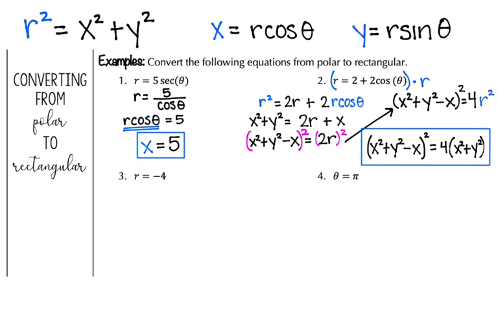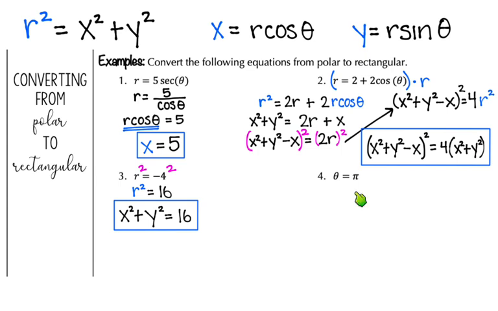Okay. Problem number 3. It just says r. I could multiply both sides by r, but then I'd have a negative 4r over here. I don't want to do that. So instead of multiplying both sides by r, I'm just going to square both sides of the equation. And I get r squared equals 16. r squared can be replaced with x squared plus y squared.